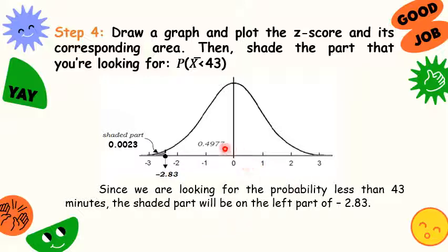Ano naman yung 0.4977? Again, symmetrical yan, 50-50. So, pag inadd nyo yung 0.4977 or kapag sinubtract nyo yung 0.0023 sa 0.5, ito ay magiging 0.4977. Kumbaga, ipinakita lang yung area ng unshaded at ano yung area ng shaded part. Okay? Importante na malaman nyo kung aling part yung isi-shade, yung gawing kanan ba or yung gawing kaliwa. So, kapag less than sa kaliwa, pag greater than sa kanan.